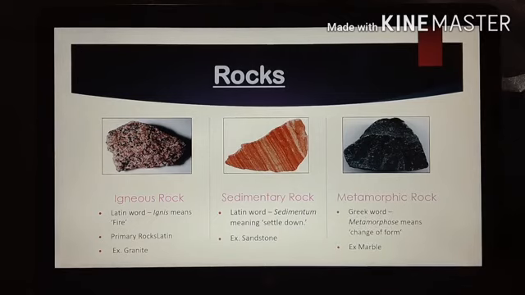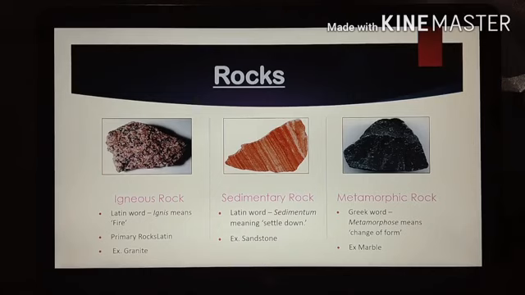So basically, first the igneous rock. The word igneous comes from the Latin word ignis, and it means fire. It is also known as primary rock, and an example of igneous rock is granite.